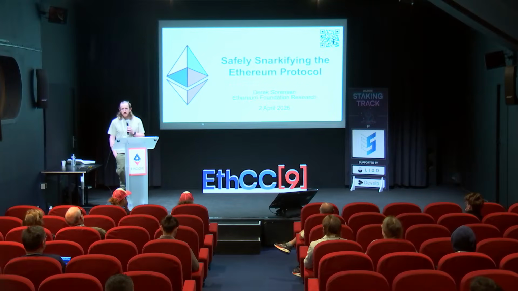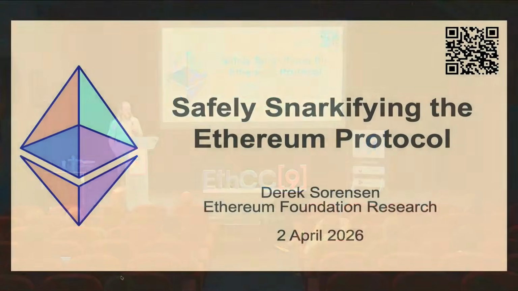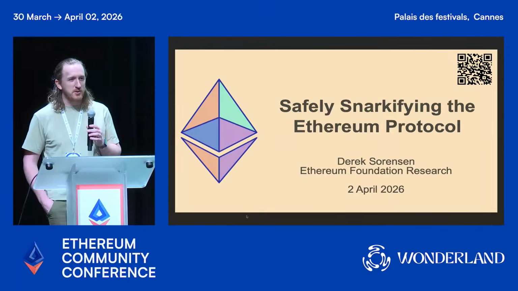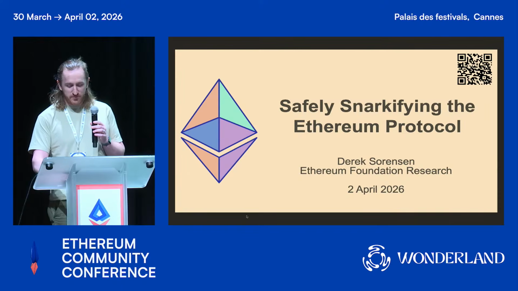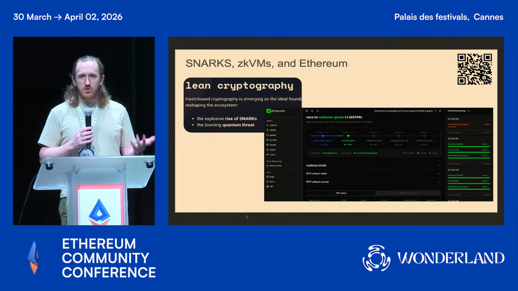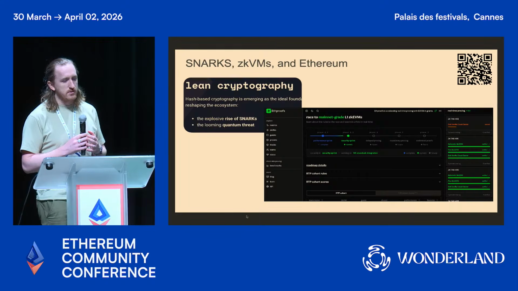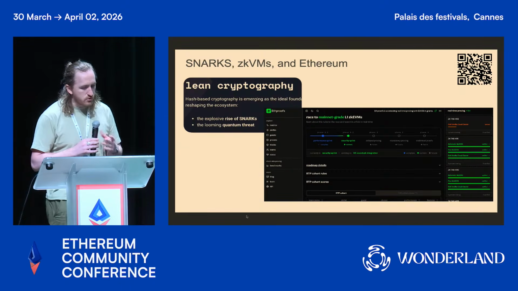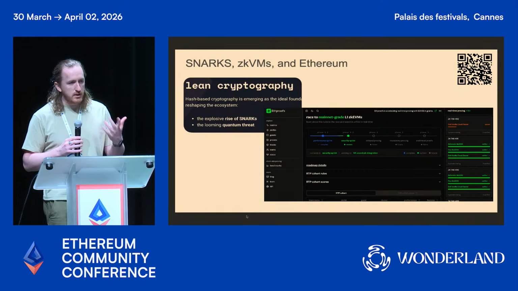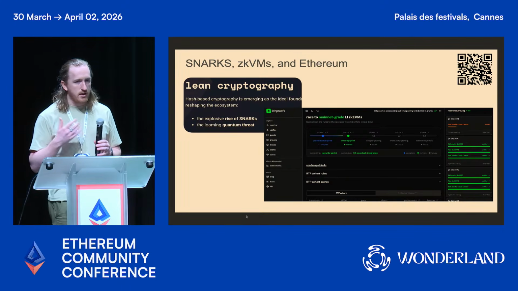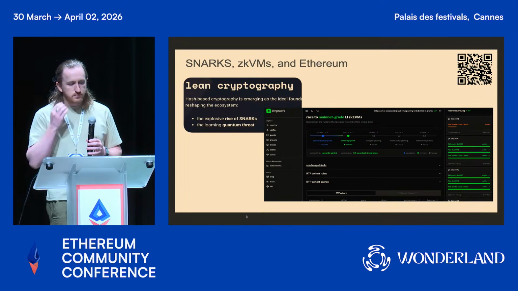I'm on the Protocol Snarkification initiative, which is chiefly aimed at safely snarkifying the Ethereum protocol. So SNARKs, zkVMs, this zero-knowledge proof technology, is central to Ethereum's roadmap, to lean Ethereum, to scaling Ethereum, both at the execution and at the consensus layer.